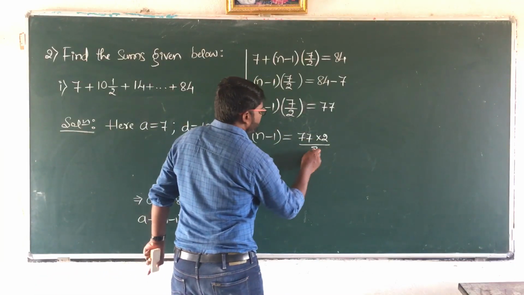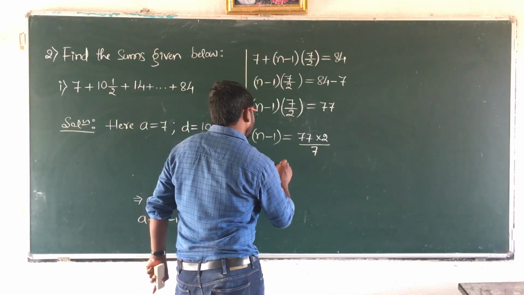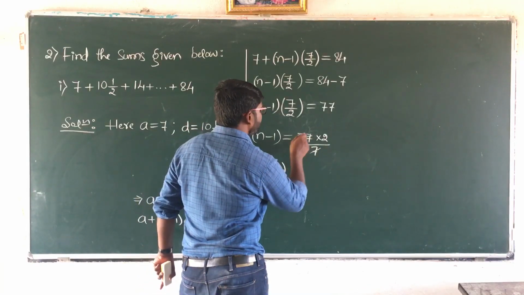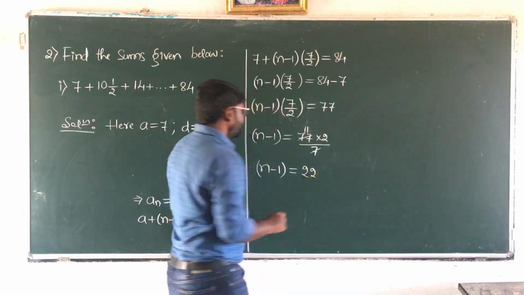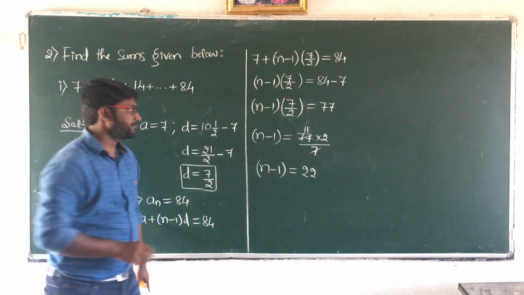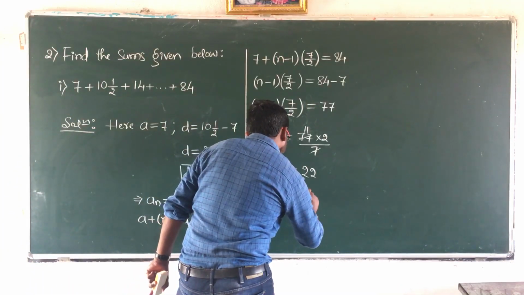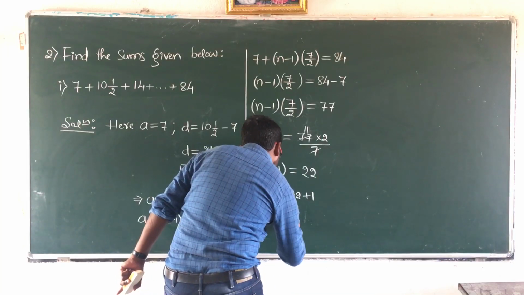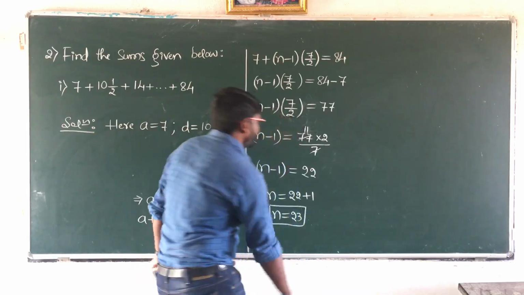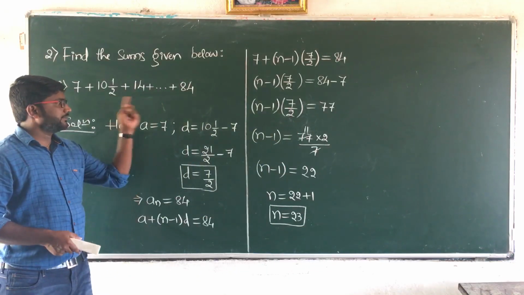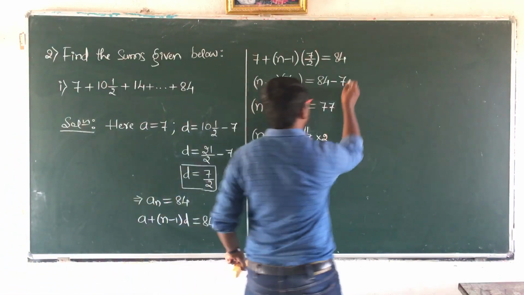So now 77 divided by 7 will give us 11. n minus 1 is 11 into 2, it is 22. Now take minus 1 to the RHS, it becomes plus 1. So n is equal to 22 plus 1, n is equal to 23. So we got the value of n. So that means there are 23 terms in this particular AP. Let us find the sum now.